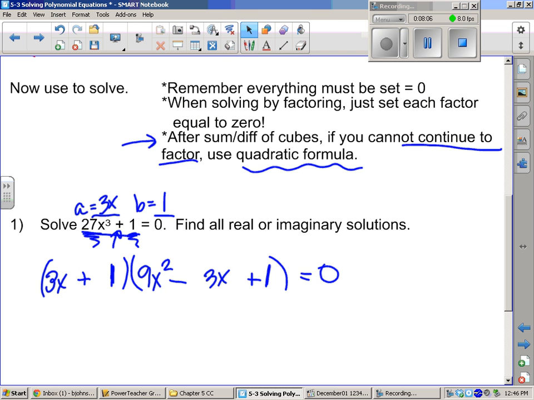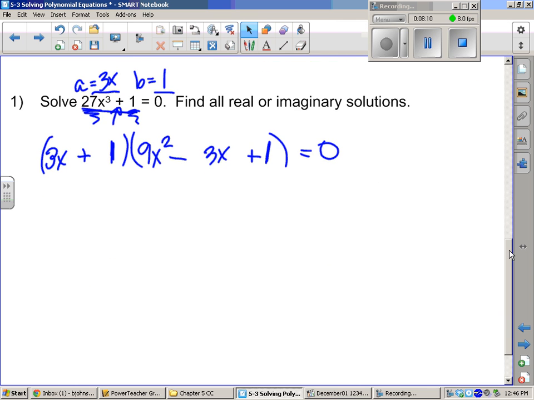Okay, when I see that equals 0, I always know I got to set each part equal to 0. If there's no equal 0, then you're done at this point. So we need to set each factor equal to 0.